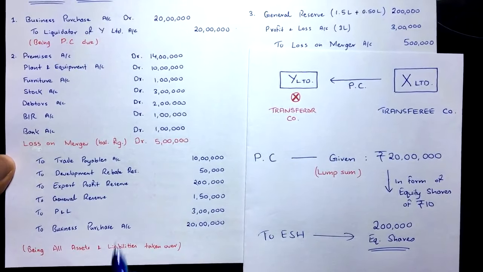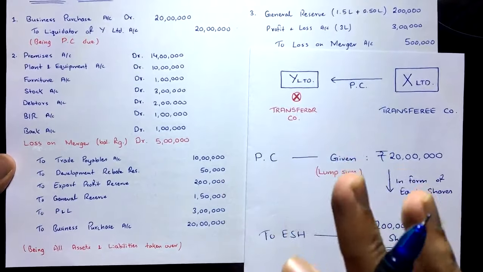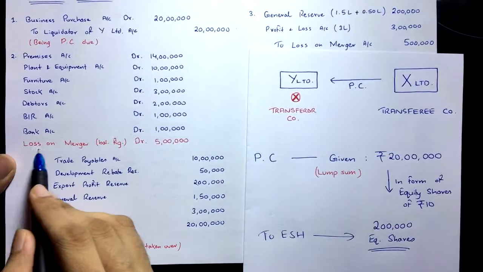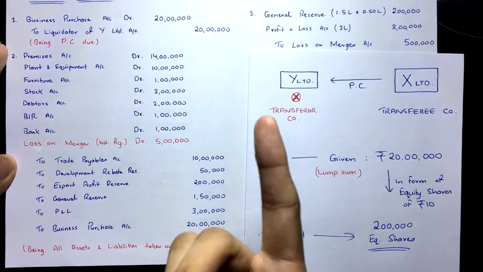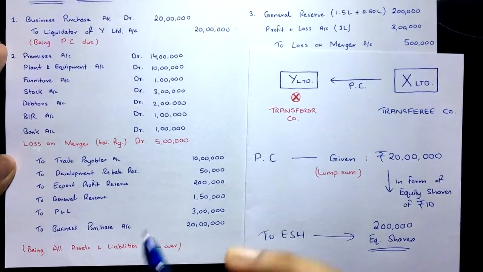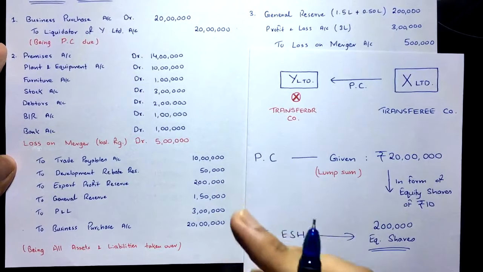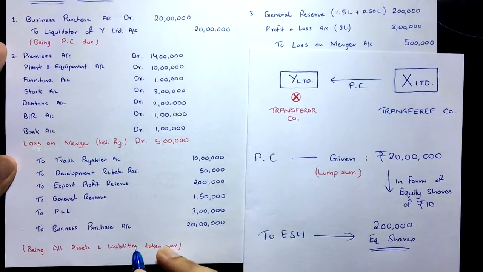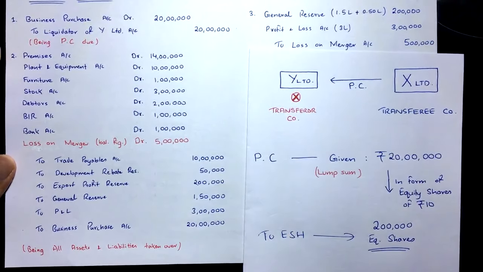Fine. In the merger method, what most of the teachers teach is that you have to take reserves over here, general reserve. If any balancing figure comes on the debit side or credit side, you have to take it to general reserve. Yes, that's the same thing I'm doing. But see here, what we have to do first is take loss on merger or profit on merger and then adjust that in reserves. Fine. So we'll see that. See here, it's very simple.